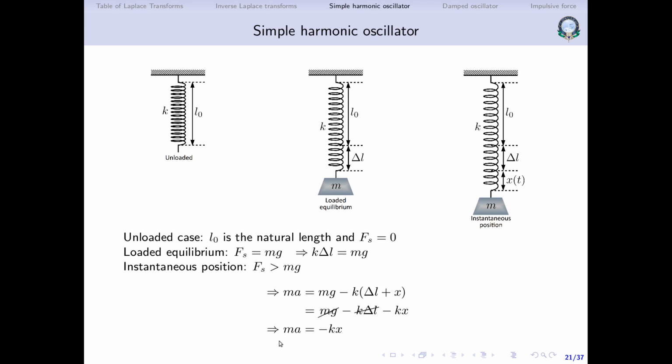So as a result, this will be the equation that we need to pick up from here. So ma is equal to minus kx, whatever is the extension above or below the loaded equilibrium position. That extension multiplied with k with a minus sign, of course, is the expression for Newton's second law of motion. So ma is equal to minus kx. This is the equation for the simple harmonic oscillator. So this is the starting point.